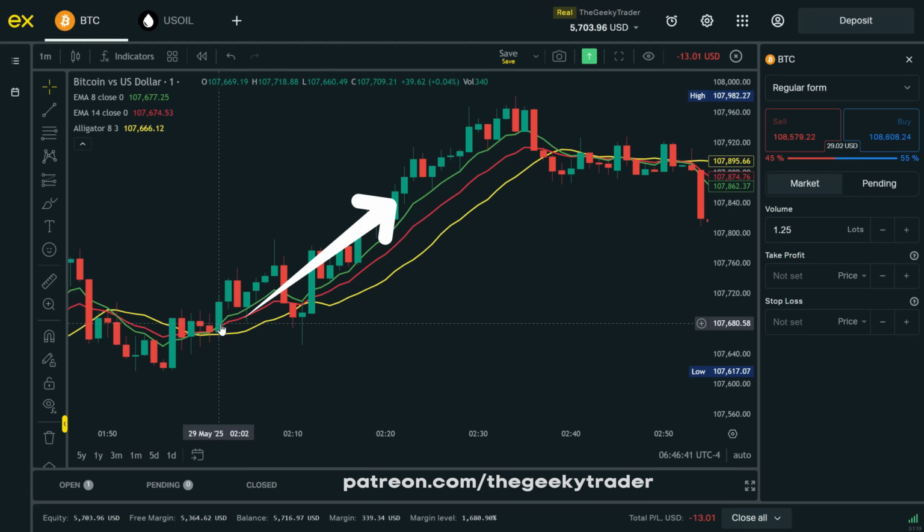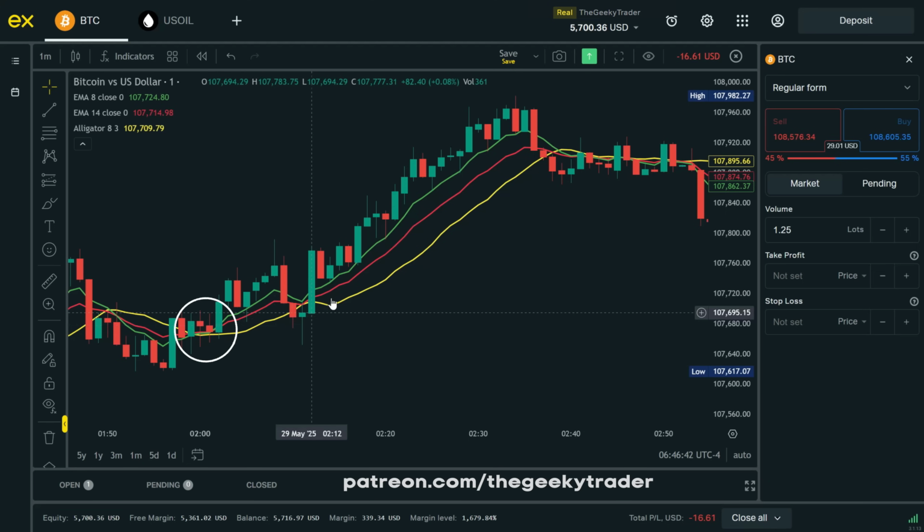But what really seals the deal is the yellow line, the alligator's lips. Look at how it's moving far below both the green and red lines. This gap tells us that the trend is not just strong, it's getting stronger. It's like the market is saying, hop on, we're going up. So at this point, it's a perfect opportunity to enter the trade and ride the wave. You just need to jump in with a buy position and let the momentum do the work.